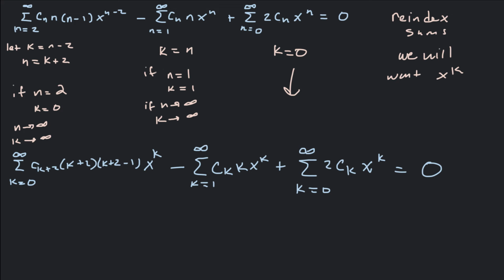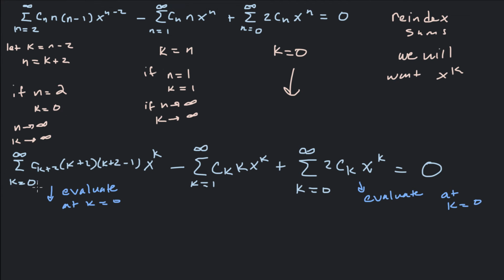Alright, so we've got the same exponent, but we don't have the same starting index. This starts at 0, this starts at 0, this starts at 1. So what we can do is break off the k equals 0 term, so evaluate this at k equals 0, and same thing down here, and rewrite just a little bit.